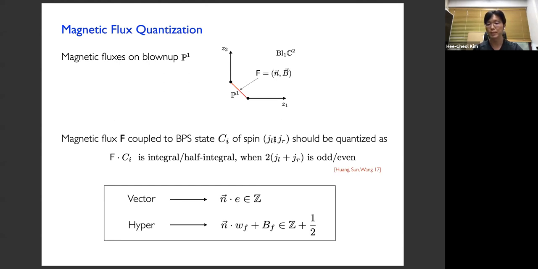For the state of spin JL and JR, or for a curve in the geometry with this spin, the flux should be integrally quantized if 2 times the spin sum is odd, or half integral otherwise. Okay, so in the field theory, it simply means that W bosons should feel integral flux. On the other hand, the hypermultiplet should feel half integral flux. You can simply say that all the BPS scalar field or bosonic BPS states should feel integral flux in the field theory.